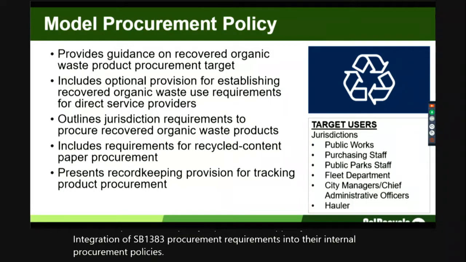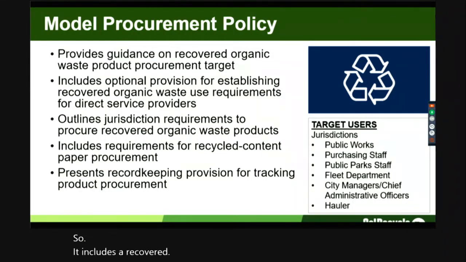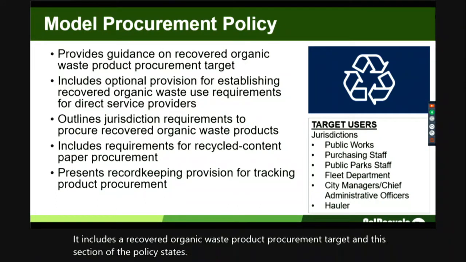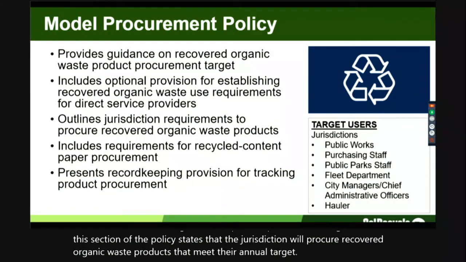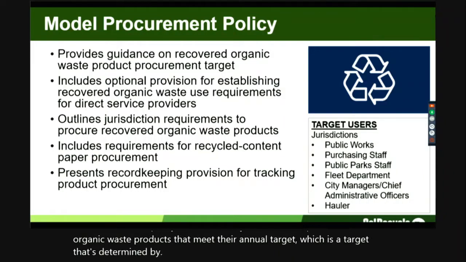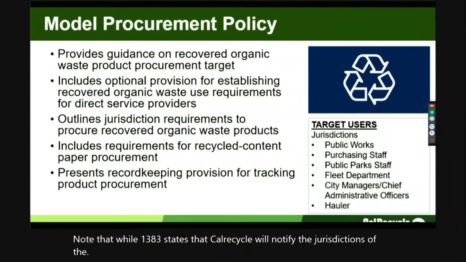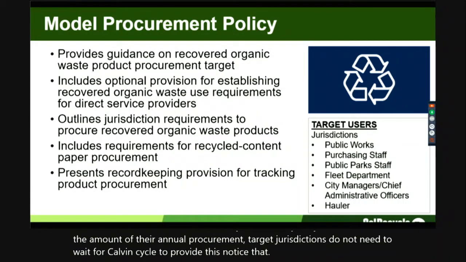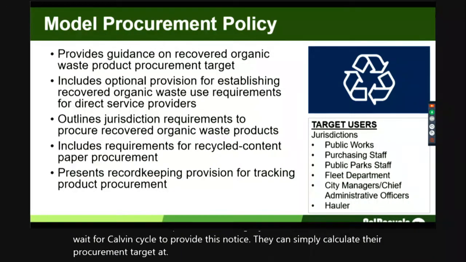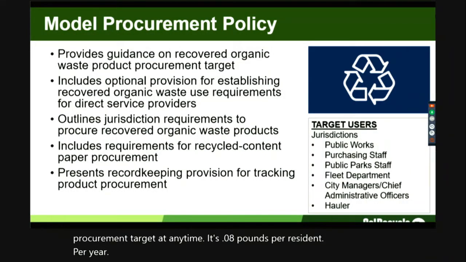So it includes a recovered organic waste product procurement target, and this section of the policy states that the jurisdiction will procure recovered organic waste products that meet their annual target, which is a target that's determined by CalRecycle based on population. Note that while 1383 states that CalRecycle will notify the jurisdictions of the amount of their annual procurement target, jurisdictions do not need to wait for CalRecycle to provide this notice. They can simply calculate their procurement target at any time. It's 0.08 pounds per resident per year using DOF population data.